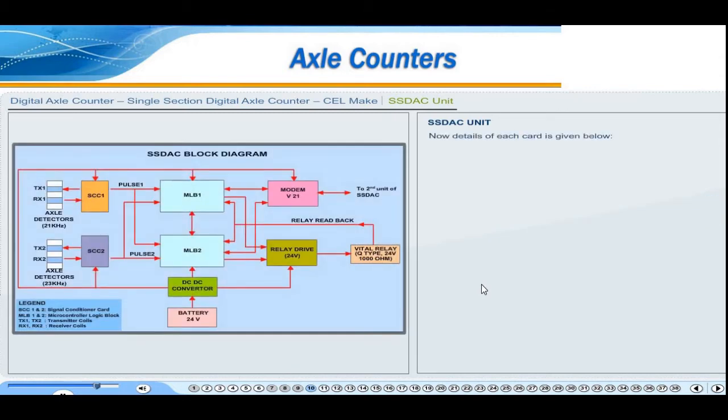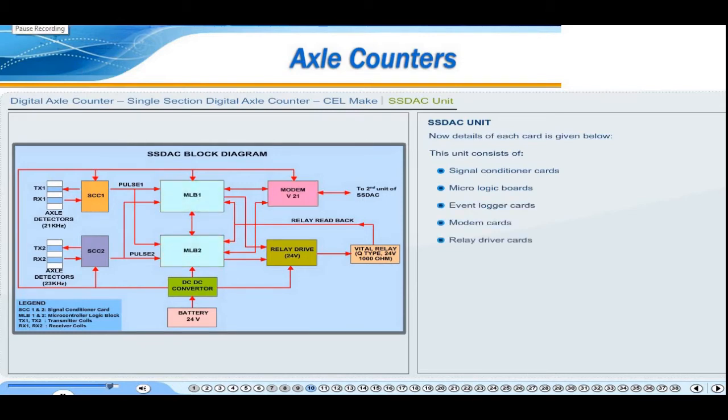Now details of each card are given below. This unit consists of signal conditioner cards, micro logic boards, event logger cards, modem cards, relay driver cards, DC-DC converter, and vital relay.